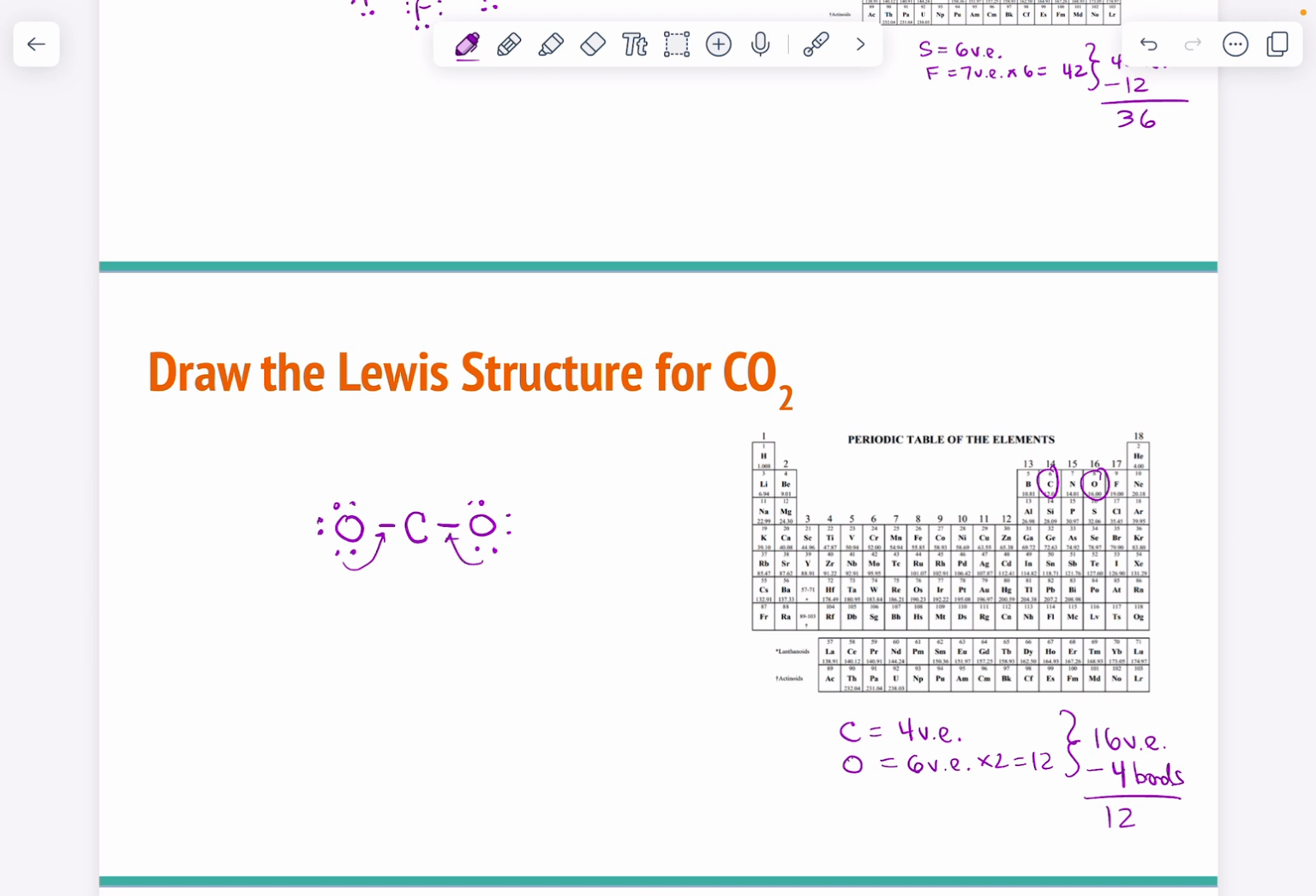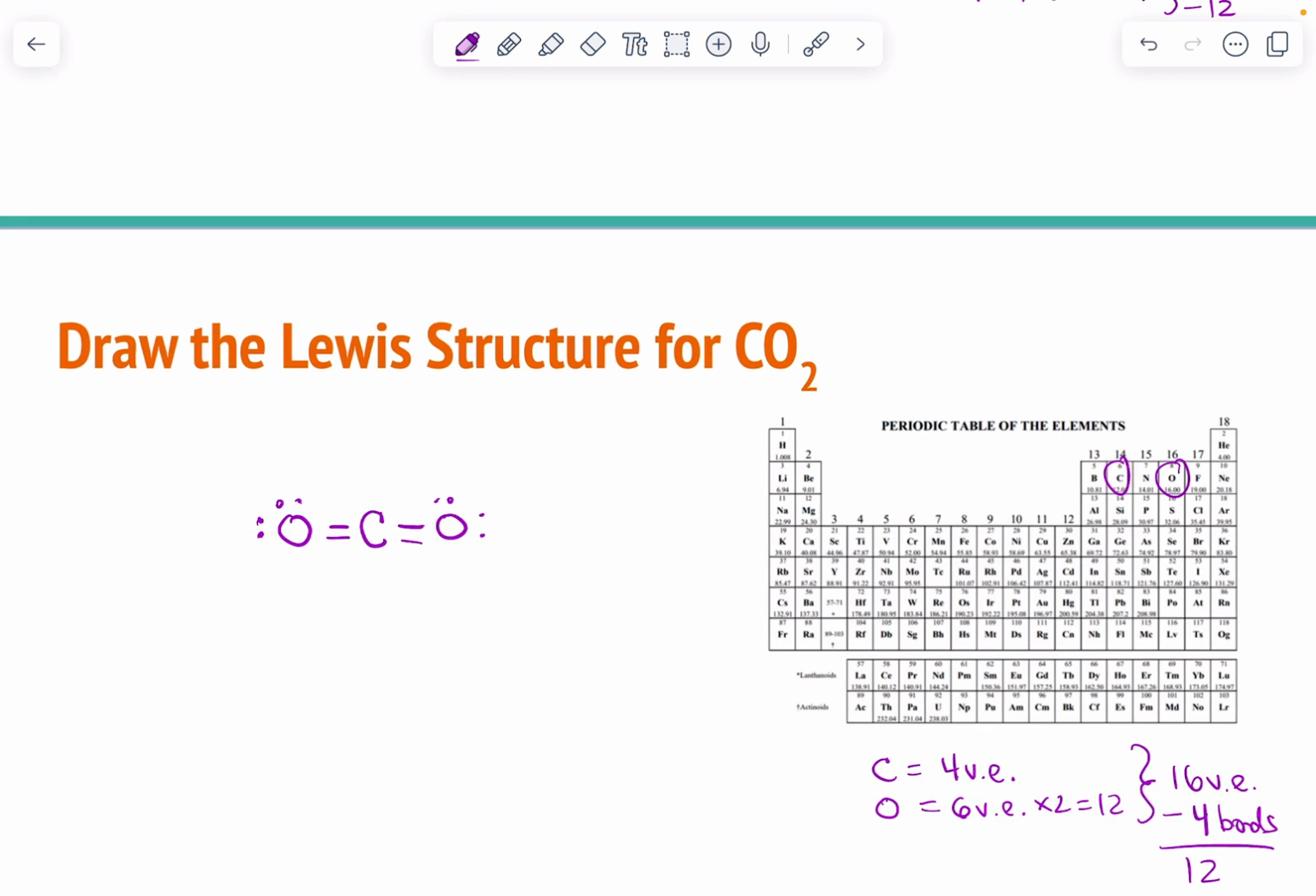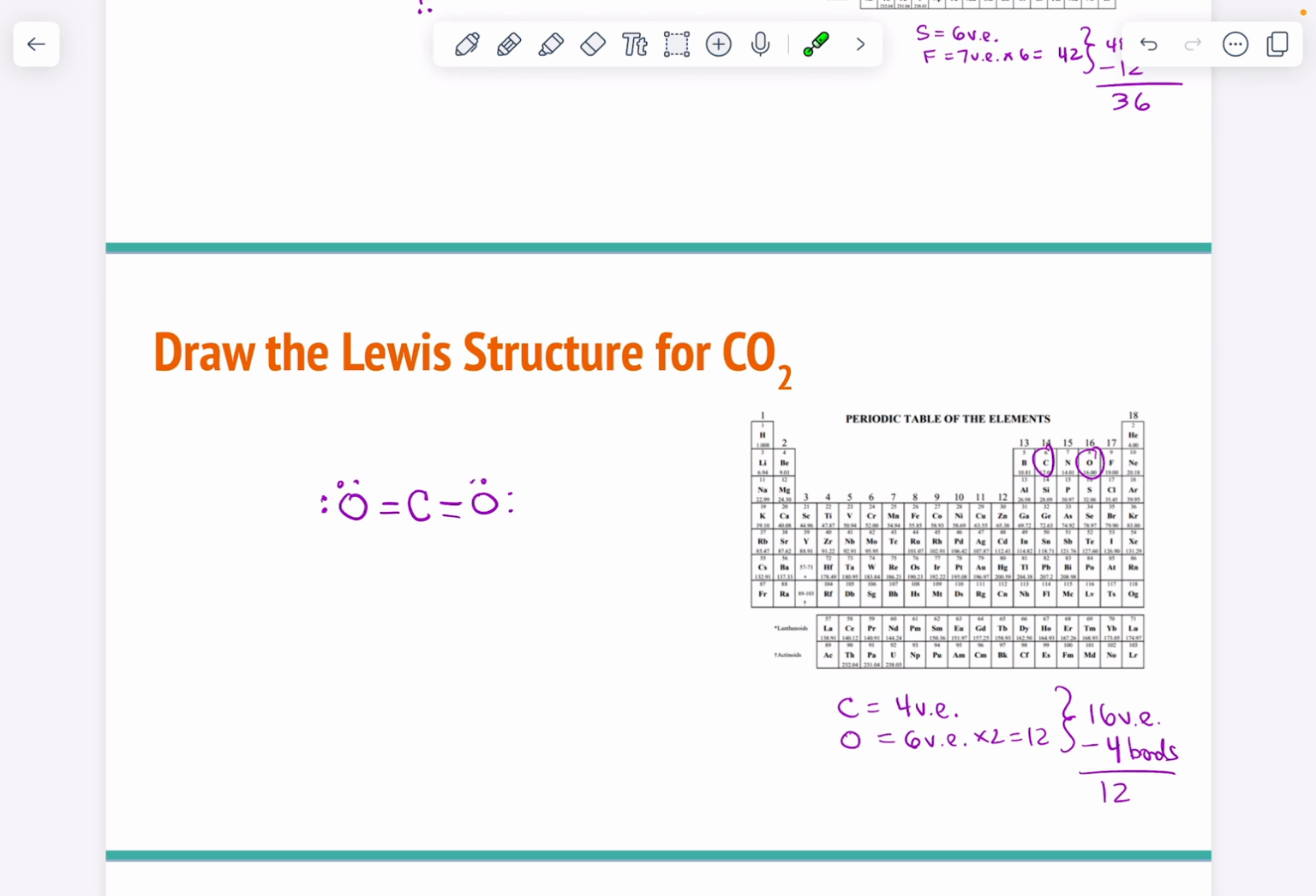Since I'm short 2 pairs of electrons, I would need a pair here and a pair here. I'm going to have to do that twice, so I am going to do it on both sides. I'm going to take these electrons out and put an additional bond in between there, 2 double bonds. Now I'm going to reevaluate my structure.